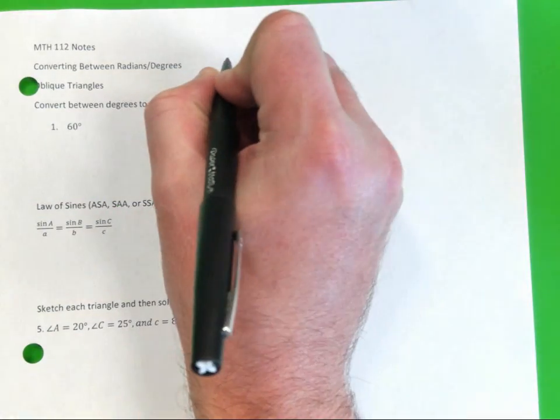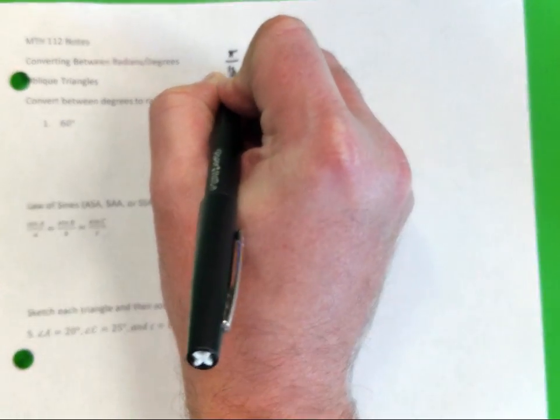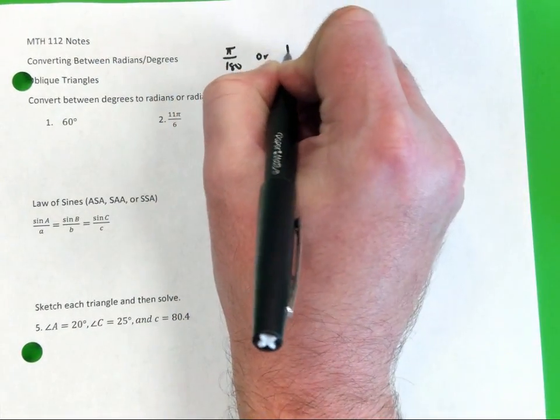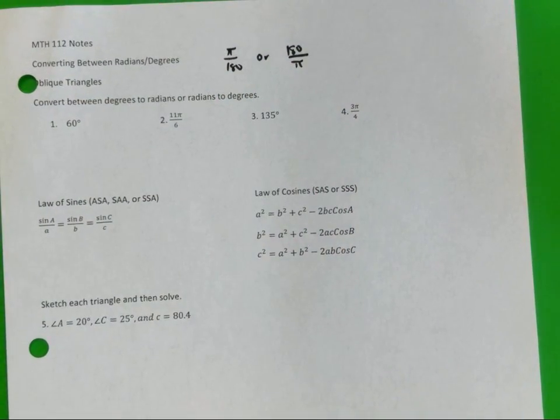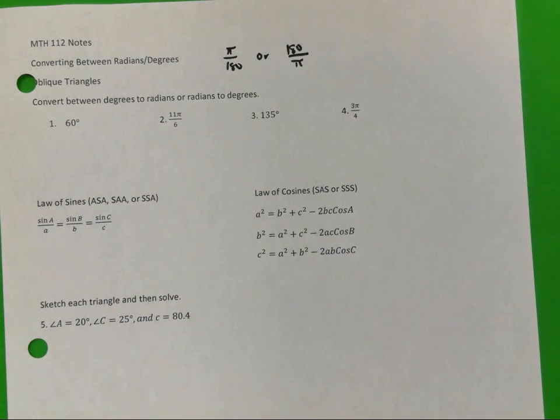Okay, so to do that, you either multiply by pi over 180 or 180 over pi. Now, guys, if I'm going from degrees to radians, how do you know something's in radians? What's in the numerator? Pi. So if you want radians, which one would you multiply by? Pi over 180, because don't you need to have pi in the numerator? That's how I remember it.